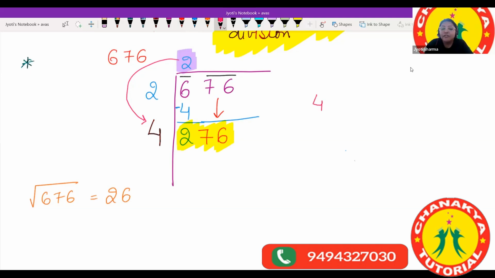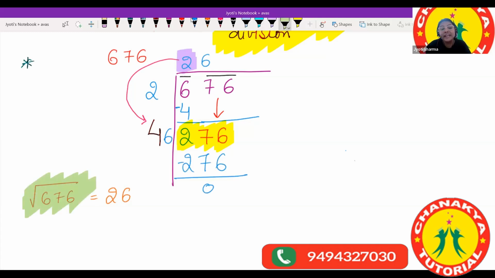See, along with 4, I have to take a number. Let's say 42. Then I will multiply 42 by 2 only. I have to keep my ones place the same. Whatever number I'm taking with 4, to make it a double digit, I will multiply with the same number. Now, 44 into 4, 45 into 5, they were not giving me the answer. So I take 46 into 6. And I got exactly 276, which leaves 0. Hence, the square root of 676 is 26.